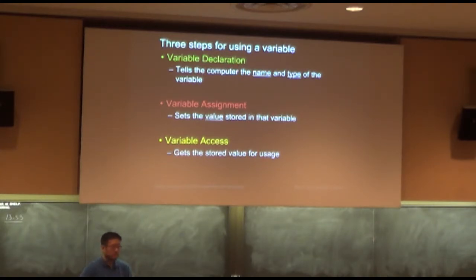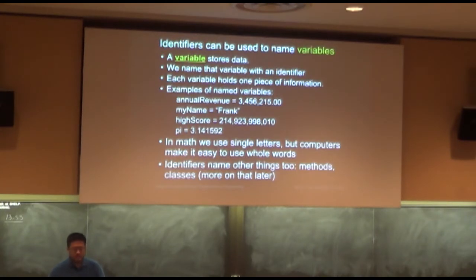Great. What would be an example of that? Like, what would you do before, like, my name equals Frank or something like that? So an example of this would be like int annual revenue. Well, okay, annual revenue is not an integer. So int high score is equal to, this would be an example of that, where I said, store me an integer, call it high score, and the value I want to store there is 214 billion, whatever. And that's a variable declaration.